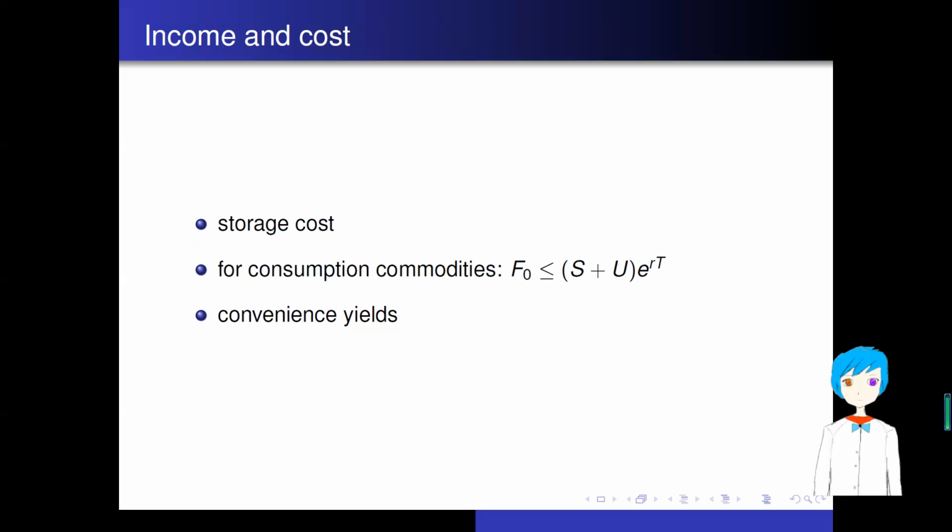For consumption commodities, we can see that the forward price is always smaller than or equal to the theoretical arbitrage-free forward price, because for those consumption commodities, we tend to hold them at present because we may use them. We don't want to hold them in the future. There are also convenience yields.